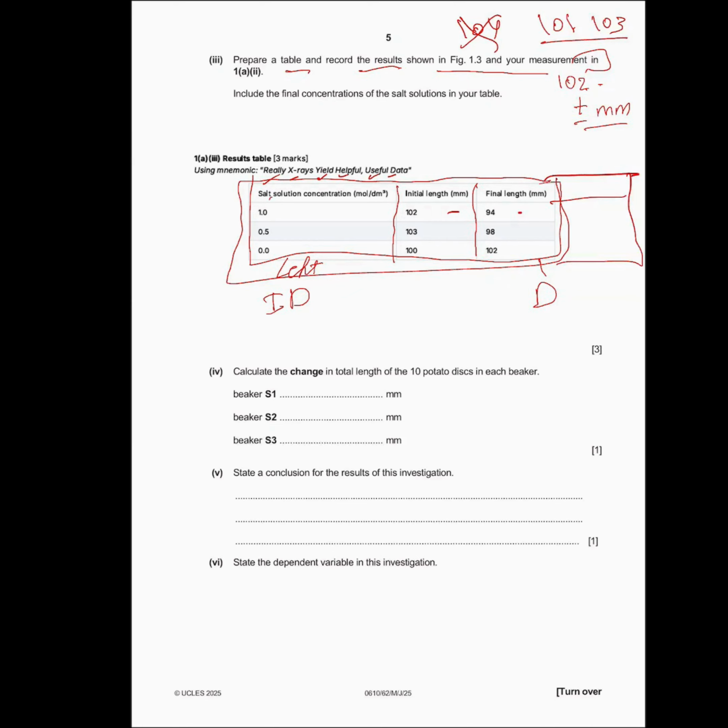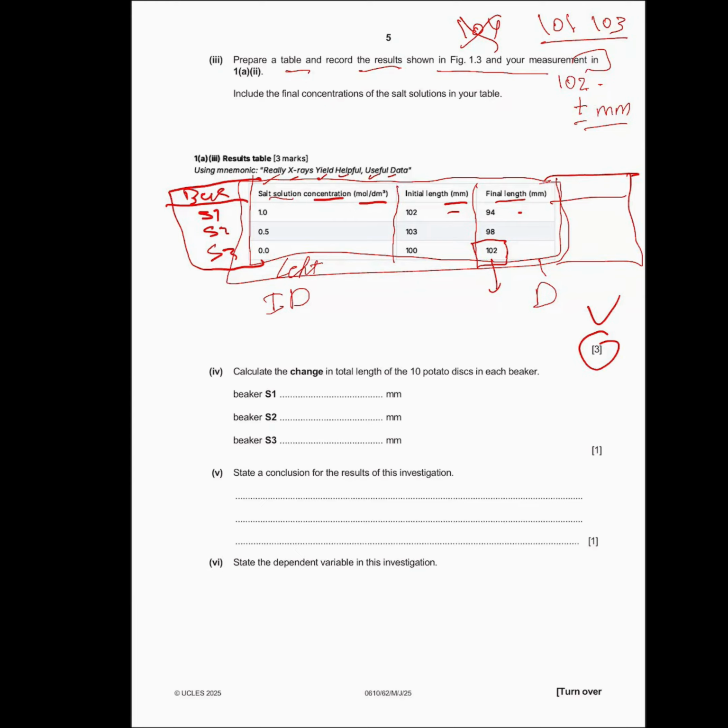Take care. You add the headings, you add the units, you add the correct data, and you add your measured. And if I want to add here the beaker 1, S1, S2, S3, also it will be no problem. By this method, you ensured 3 of marks needed for this one. It's a mnemonic for how to solve the table. I will share with you how to solve any table.